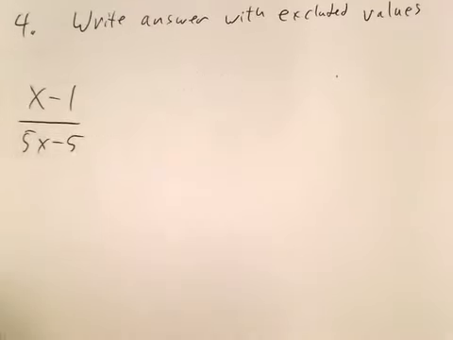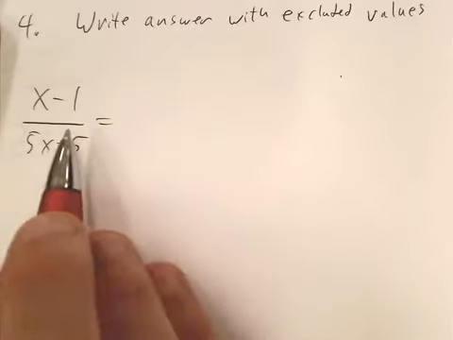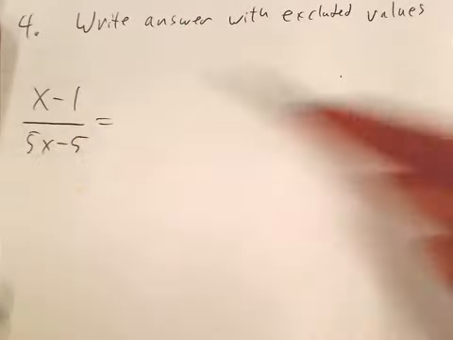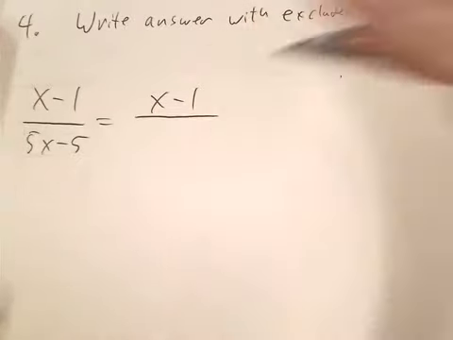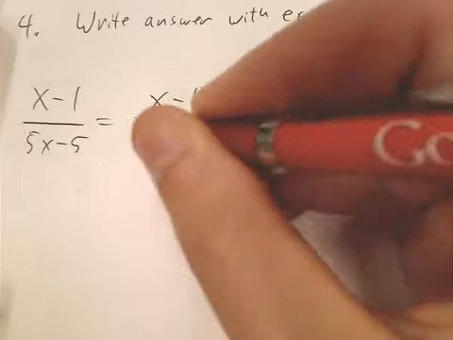Okay, so first things first, we need to factor the numerator and denominator. The numerator, nothing factors. There's no greatest common factor. It's not a trinomial we can factor, so that's just x minus 1. The denominator has a common factor of 5, so I can factor that 5 out.